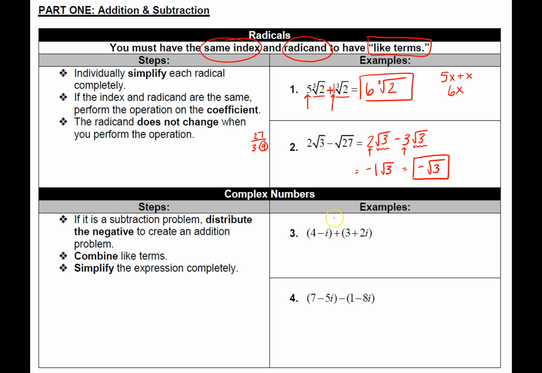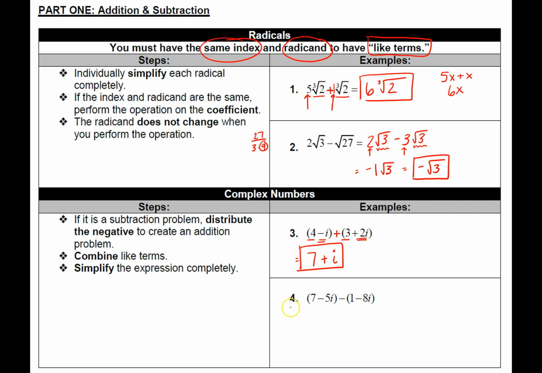This first one is an addition problem, so I can immediately just start looking for my like terms. I have 4 plus 3 is 7, and I have negative i plus 2i, so that's 2i minus i, which is 1i, and that's a positive one. My final answer then is 7 plus i. Notice that I wrote this with the integer first and the imaginary number coming second.